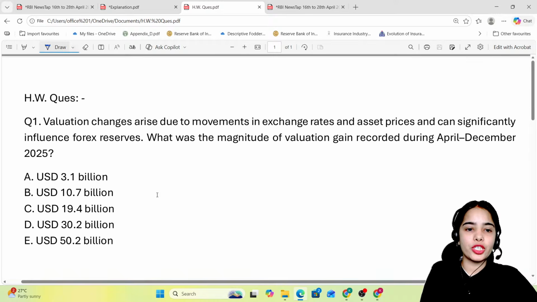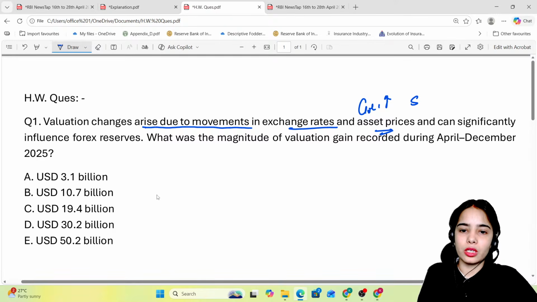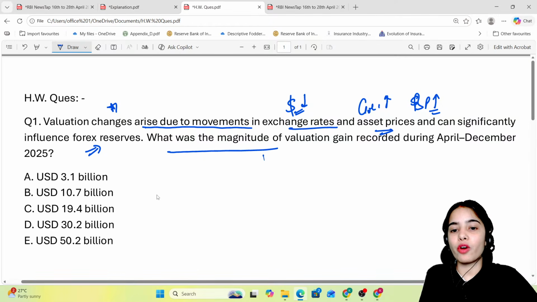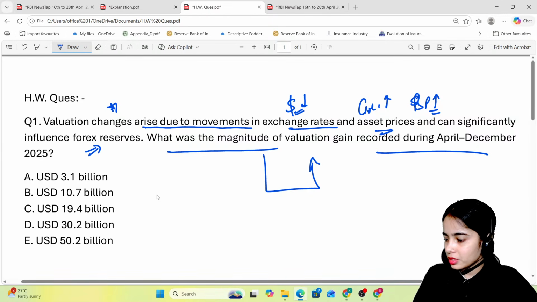Chalo, now let me show you the homework questions that you have to answer in the comment section below. So valuation changes arise due to movements in exchange rates and asset prices. So gold prices increased, the dollar value decreased, the bond prices increased. This is the valuation change that is happening. This can significantly influence the foreign exchange reserves. What was the magnitude of the valuation gain recorded during April to December 2025? I hope you will be able to answer the question. Try to answer this.